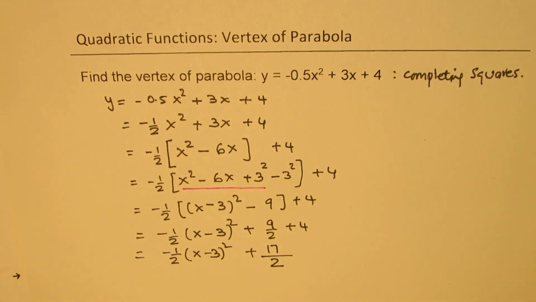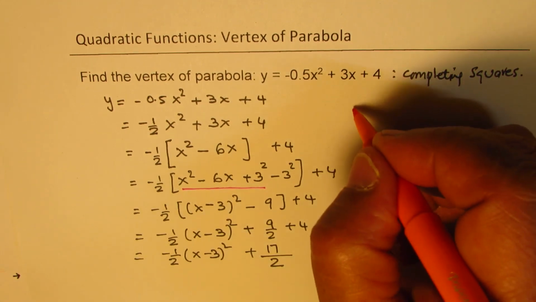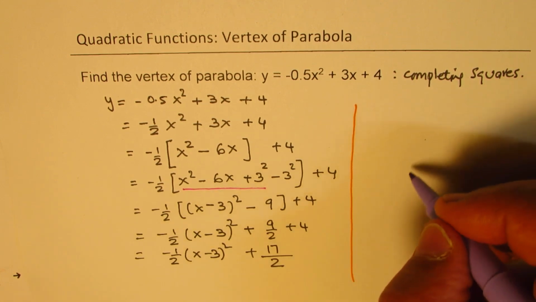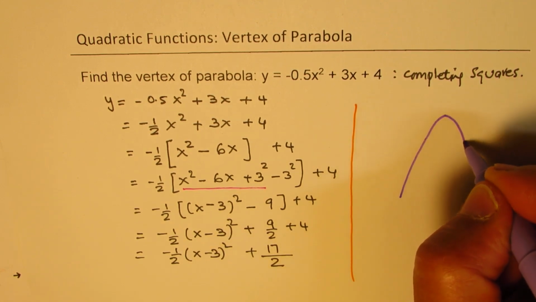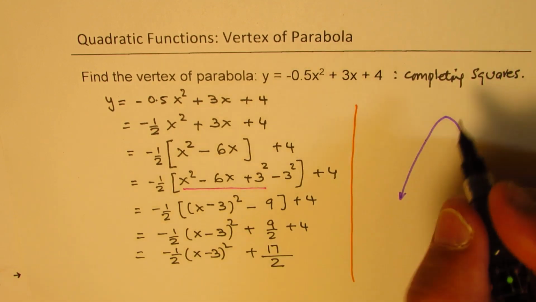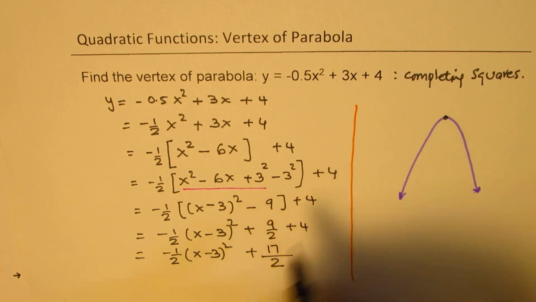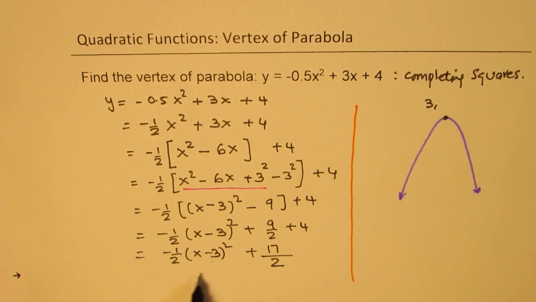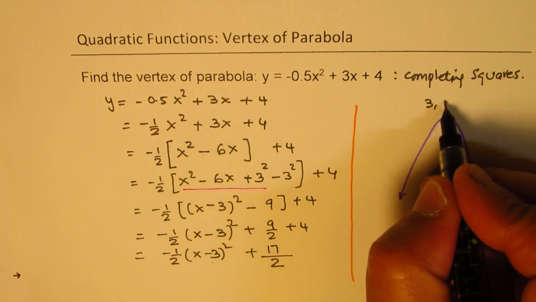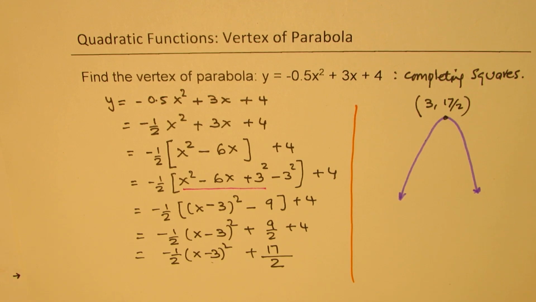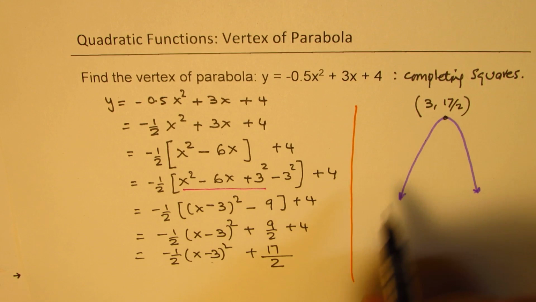vertex form. Now, what does this vertex form really mean? Minus means the parabola is going to open downwards, right? And this point here, which we are calling the turning point or the vertex, will be at x equals 3. And when this portion is 0, we get 17 over 2 as the y value, right? You can write 8.5 if you want to. So that becomes our vertex.